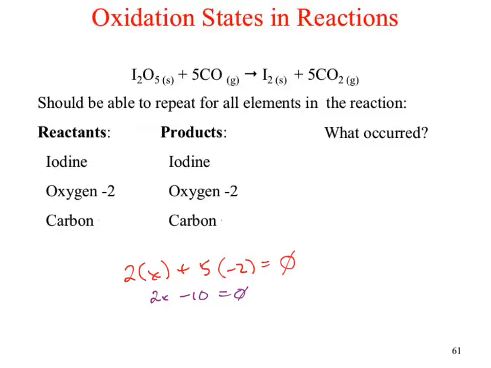Now I can do that part. Okay? But not everybody can. 2x equals 10. X equals 10 over 2, which equals 5. That now reveals the plus 5. I still have three more to go through and solve. Some of those are easier than others. For instance, the iodine in the product.